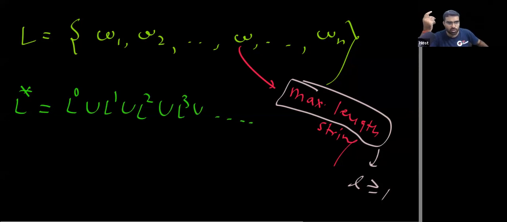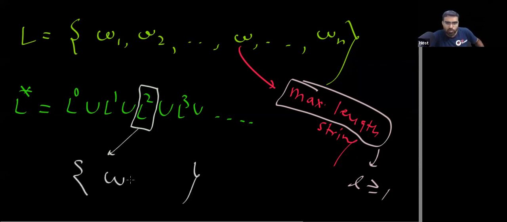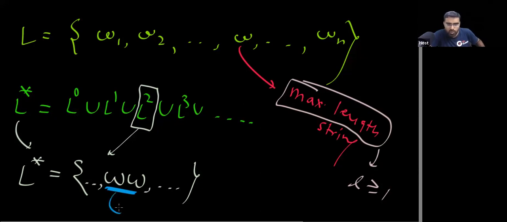For example, just focus on this L square. Can I say in this L square, you will definitely have WW? So I can say in this L star, you definitely have WW. You tell me one thing, what is the length? Remember, in this L star, you definitely have WW. The length is 2L.